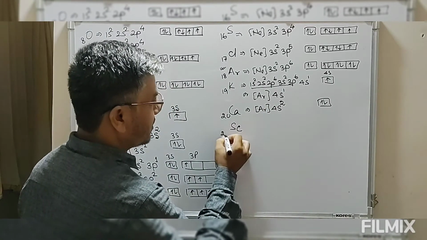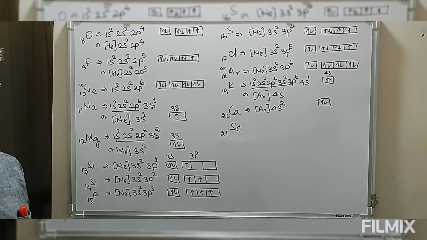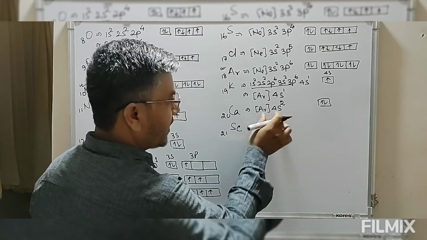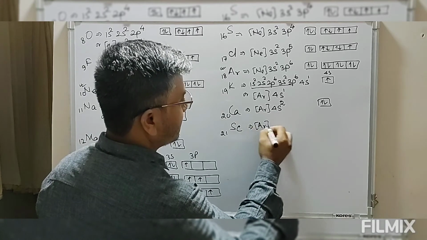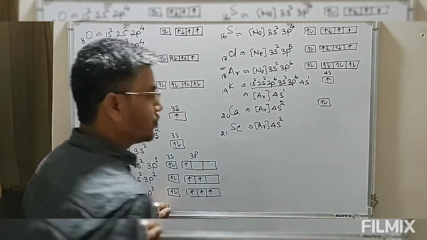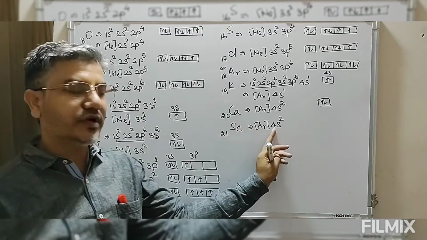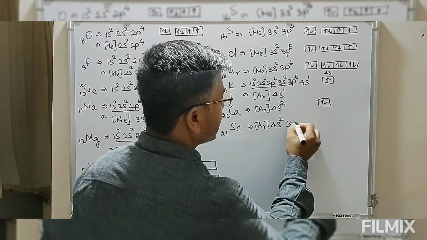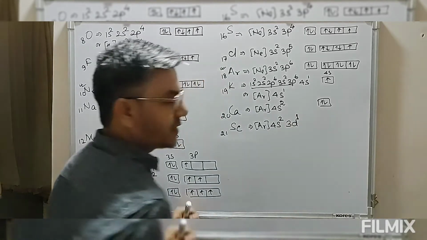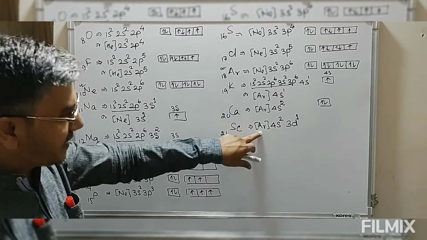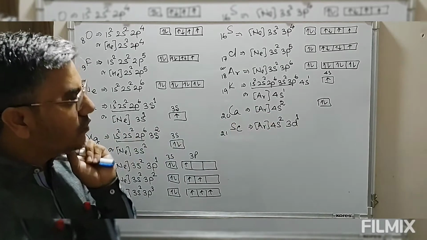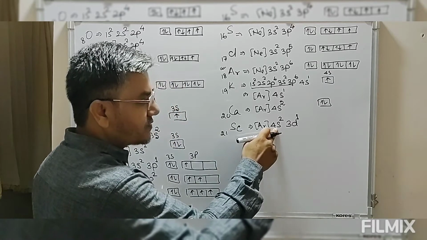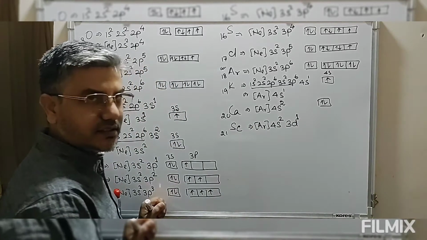Then scandium, atomic number 21. This is argon, then 4s2. After filling 4s2, the next higher energy orbital is 3d, so the electron will enter 3d1. This is 20 plus 1, 21. This is in terms of the Aufbau principle: the lower energy orbital is filled first, followed by the higher energy orbital.